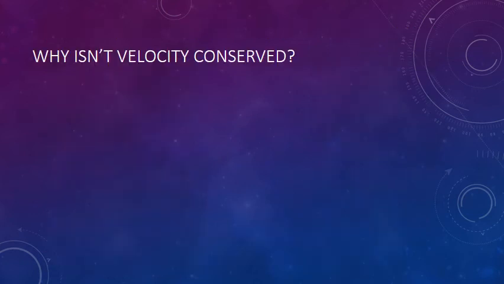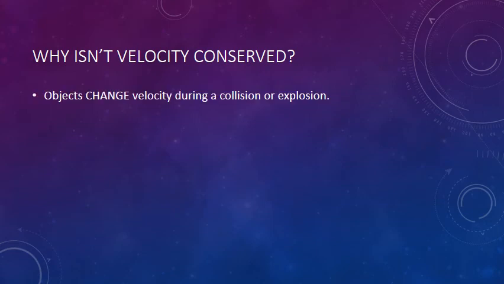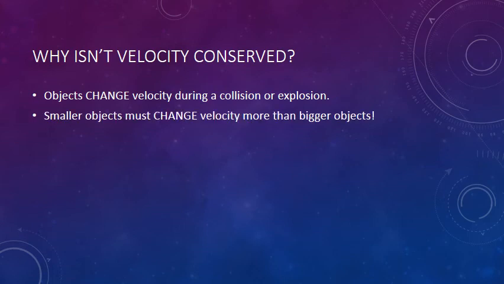So why isn't velocity conserved? Well, objects can change velocity during a collision or explosion. This can be in the direction that they're traveling, or it can be in the magnitude of the speed that they're traveling. We also know that smaller objects must change velocity more than bigger objects during one of these collisions or explosions. And the example that we looked at was the one with the football player pushing off against a little girl. She's going to move a whole lot more because she has a much smaller mass than a big football player who has a larger mass.